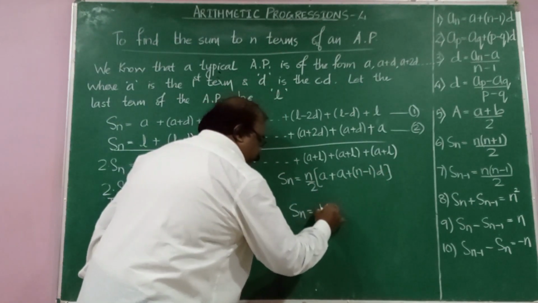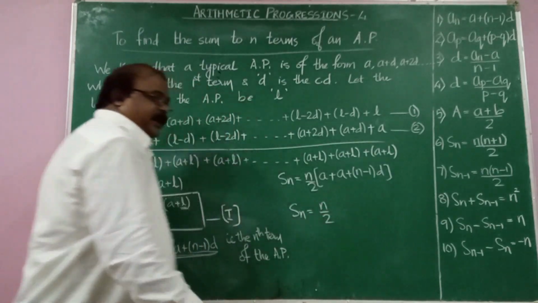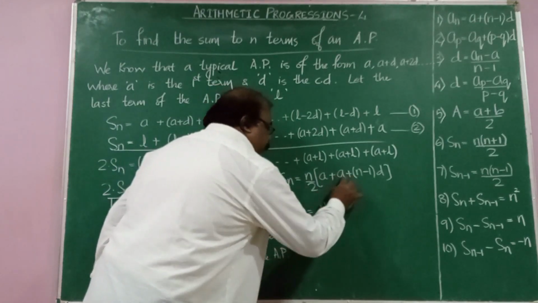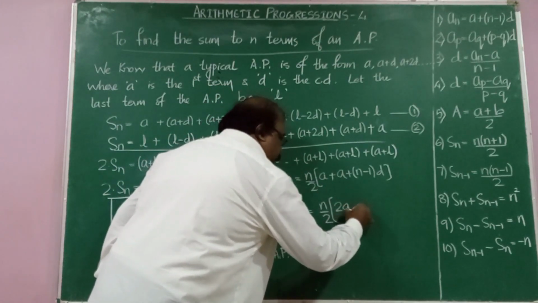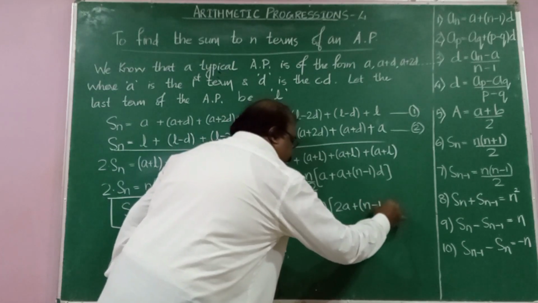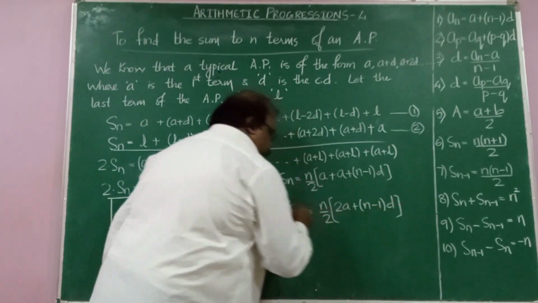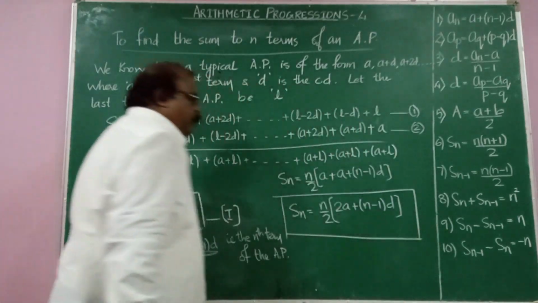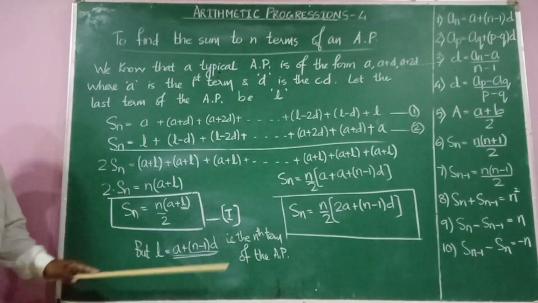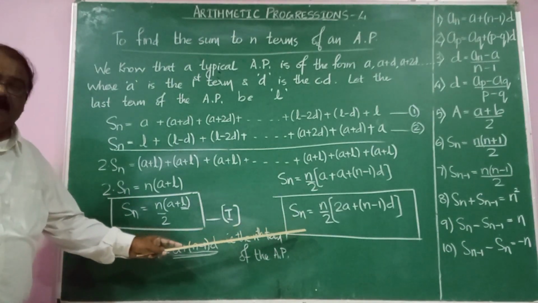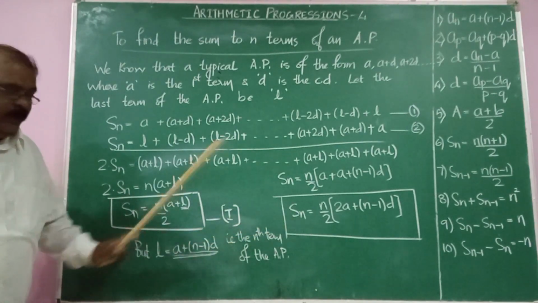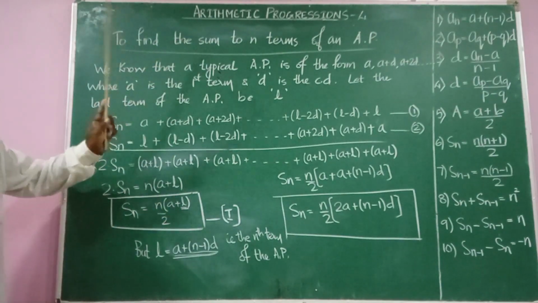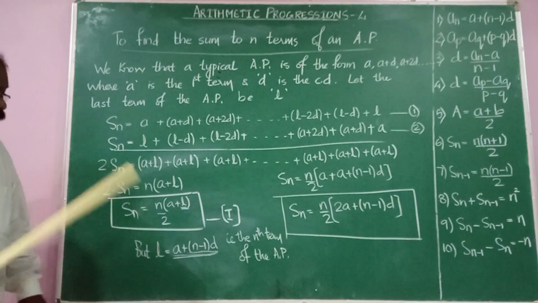So therefore, I have come to the conclusion that Sn is equal to n upon 2 into bracket 2a plus n minus 1 into d. This is the second formula to find the sum to n terms of an arithmetic progression. We have learned two more formulas today to find the sum to n terms of an arithmetic progression.